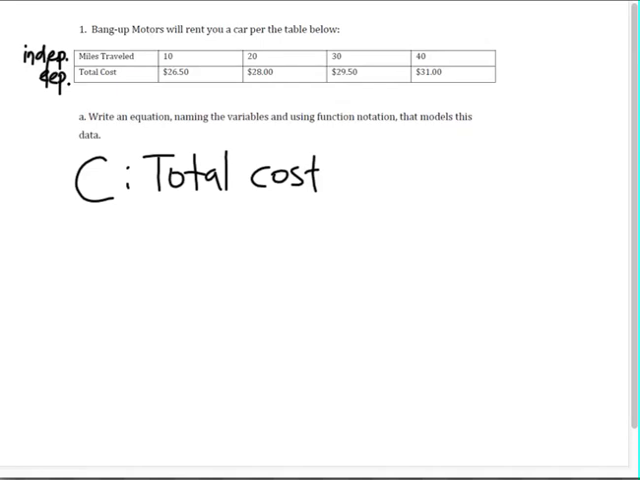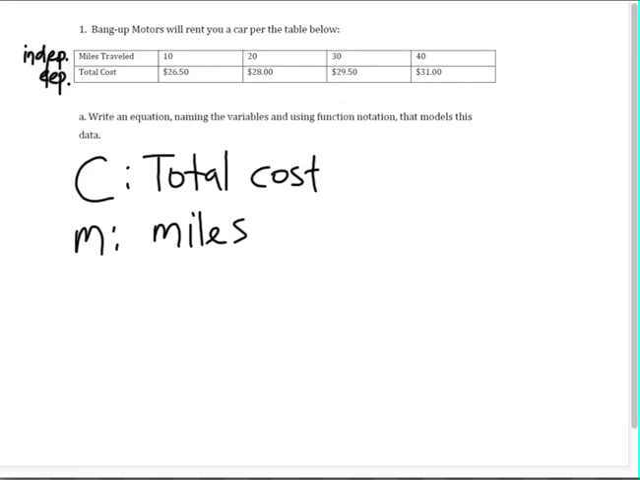For instance, if this was a problem like this, and then you said to me, oh, it's x because it's xylophones, no, that's not going to make any sense at all. I want the total cost to be C because of cost, obviously, and then lowercase m represents the miles traveled. Okay, next step.